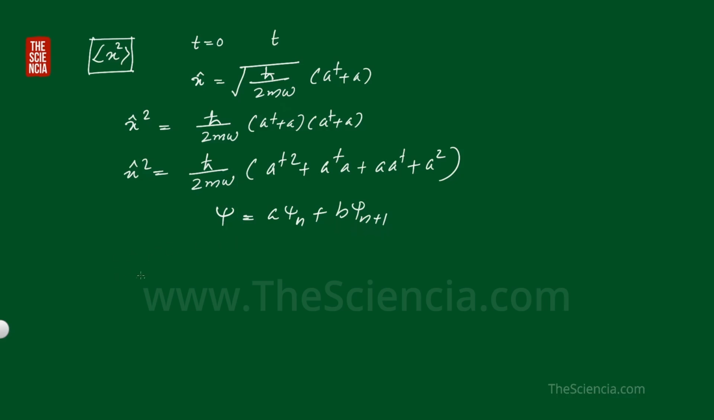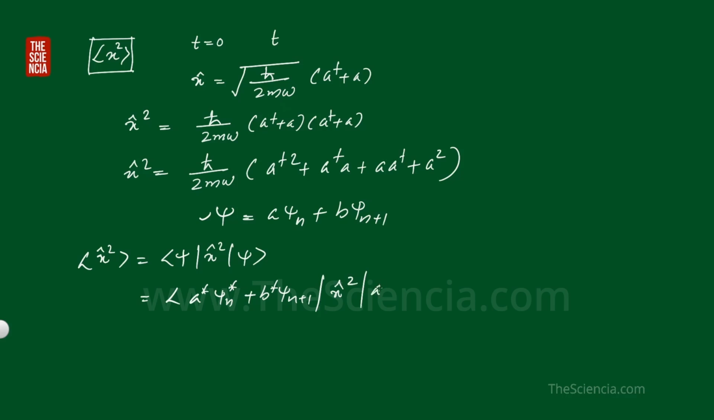Now we have to find out this expectation value of x square in this state. That is, x square is equal to bra psi x cap square ket psi, that is equal to bra a star psi n star plus b star psi n plus 1 x cap square ket a psi n plus b psi n plus 1.